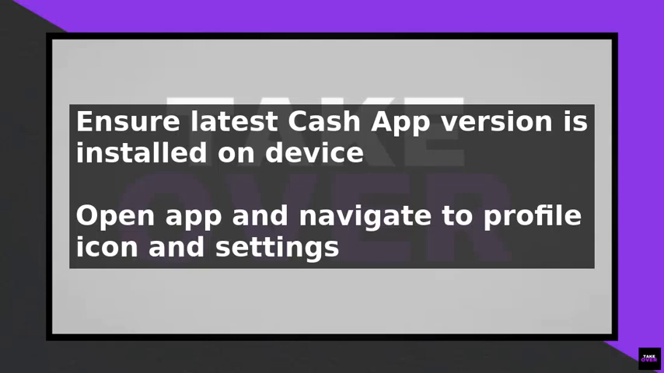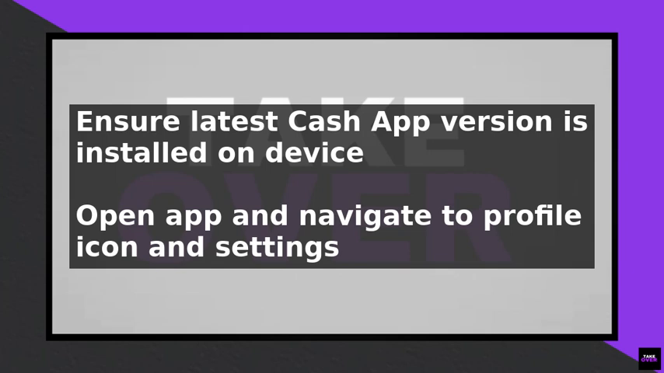To fix Cash App Borrow missing, start by ensuring you have the latest version of the Cash App installed on your device. Open the app and navigate to the bottom navigation bar. Then tap on the profile icon. Scroll down to the Cash App settings and select it. Look for the Borrow option.